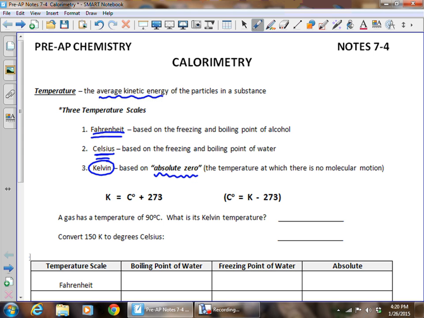So one of the things that we often do is convert back and forth between Kelvin and Celsius. I don't even teach converting between Fahrenheit and Celsius or Fahrenheit and Kelvin because we just don't use Fahrenheit in science. So for Kelvin, you simply take Celsius and add 273. For Celsius, you simply take Kelvin and subtract 273.